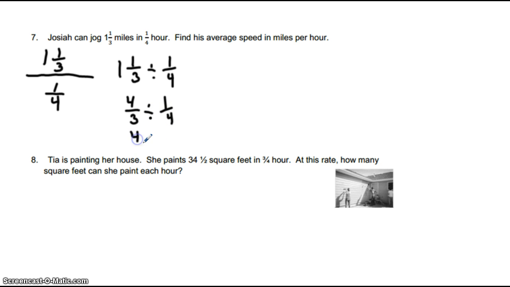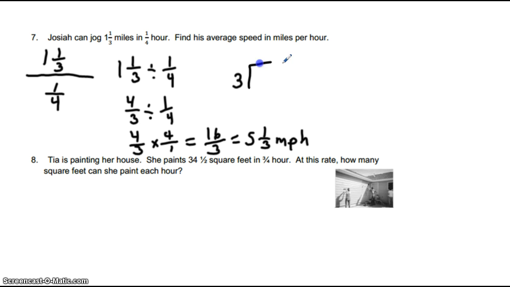We multiply 4/3 by the reciprocal, 4/1, and now we will get 16/3, because 4 times 4 is 16, 3 times 1 is 3. Then that would be simplified. 3 goes into 16 five times and 1/3, so 5 1/3 miles per hour. Let's do the long division. 3 goes into 16 five times, that's 15. 1 is the remainder, so we would have 1/3.